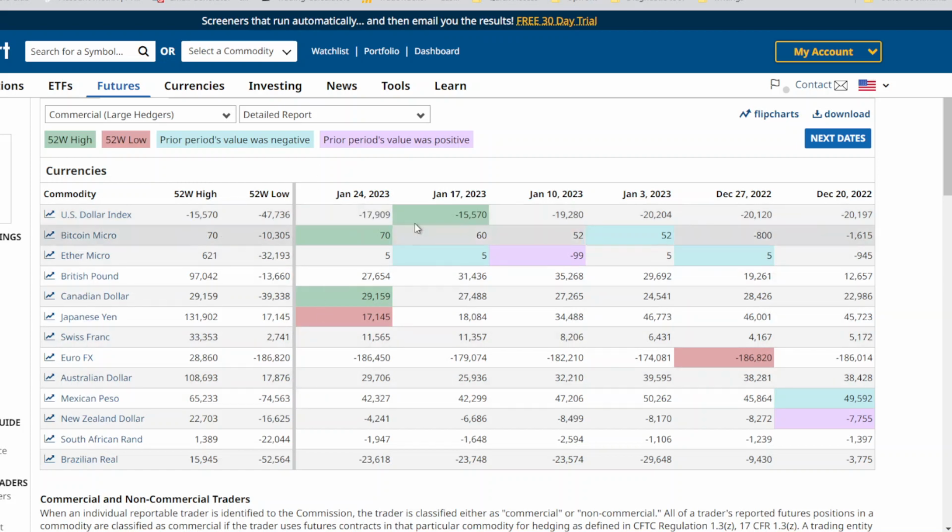So I'm leaning more to the bullish side on DXY until my idea is invalidated. Okay, so let's go back to TradingView.